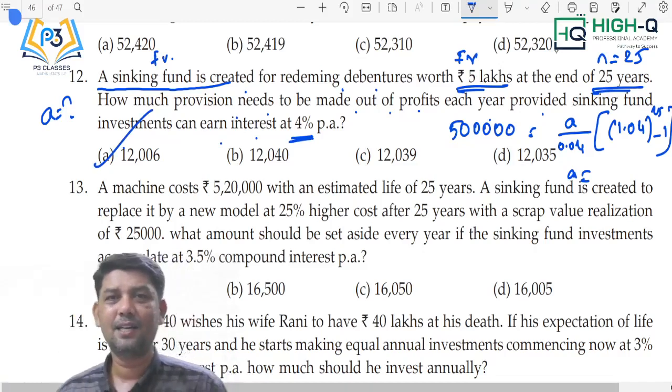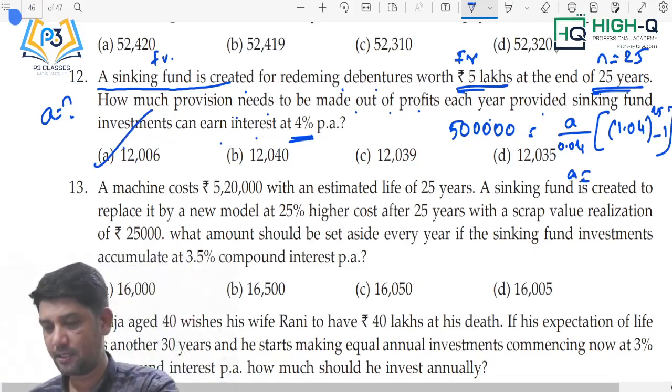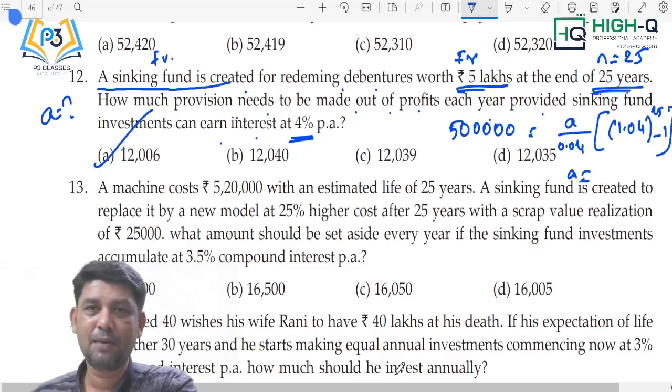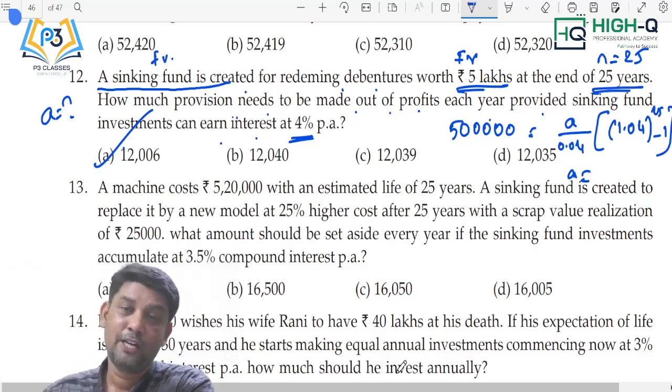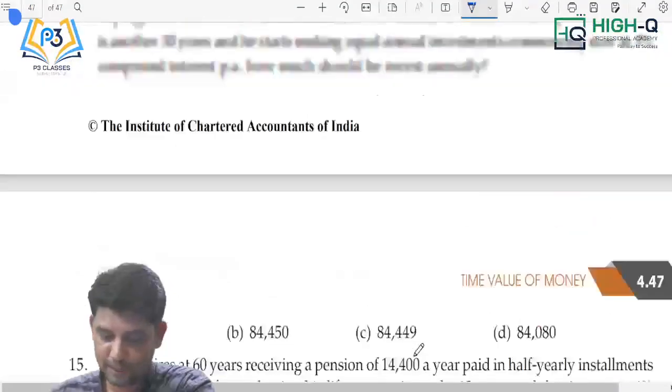Hardly 30, maximum, okay, 50 seconds. That is what maximum time you can give for these types of sums. If you start giving more time for these sums, you will never be able to complete.